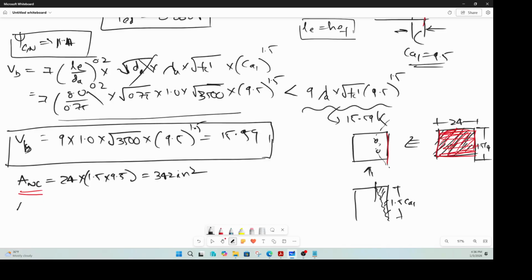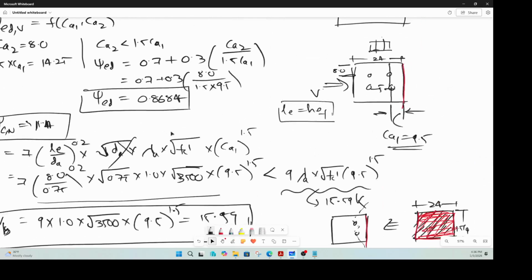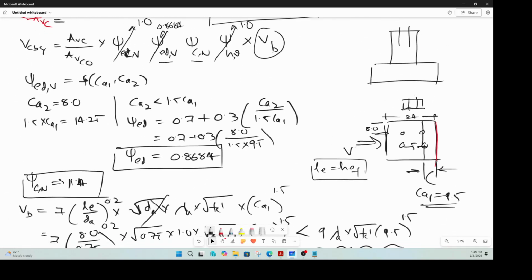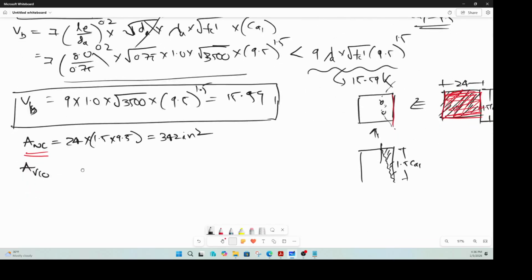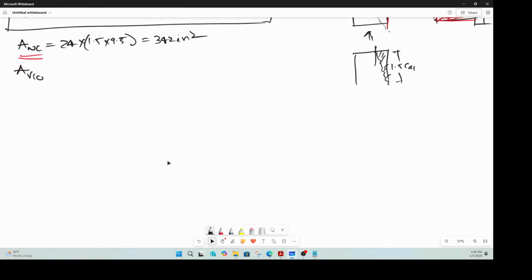Okay. Now the next thing you have to calculate is AVCO, because that is what is here in this formula. AVCO is when there is no interference of any edge, and this is for a single anchor, not for the group. So let's say you have a big concrete pad, your anchor is somewhere here, you apply shear, then the failure, I mean, let us say this is CA1, right?